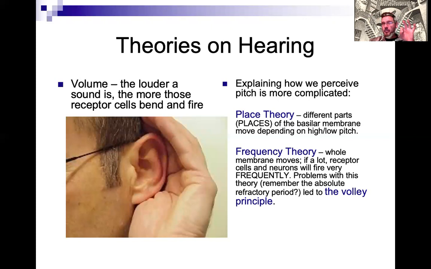Again, instead of bizonk, all 3 hair cells bending and firing at once, maybe they fire in quick succession. Bizonk 1, bizonk 2, bizonk 3, then this one's reset at the beginning. Bizonk 1, and by then, these other 2 cells have had time to reset again. Bizonk 2, bizonk 3, 1, 2, 3. That's how you could have receptor cells firing very frequently so that we could perceive certain pitches.